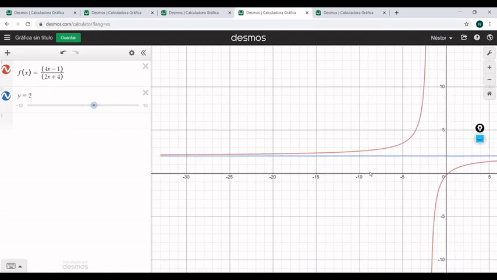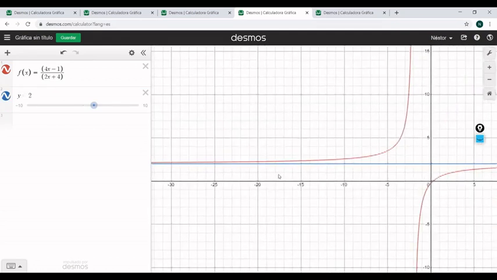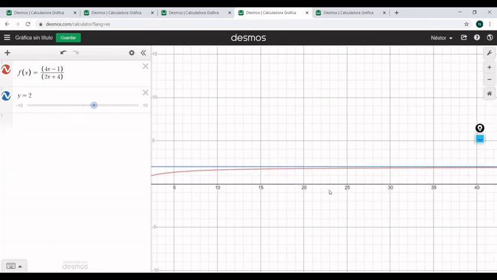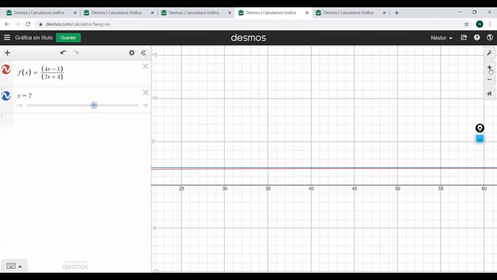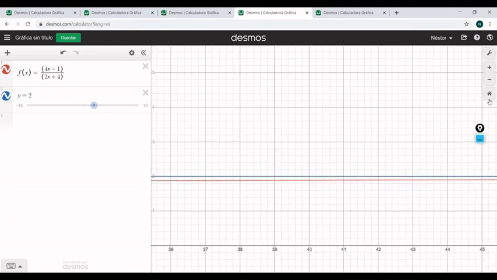As you can see, the red graph, or our main function, which is this one, the rational function, never touches its horizontal asymptote. Never. Okay, so you get the idea.